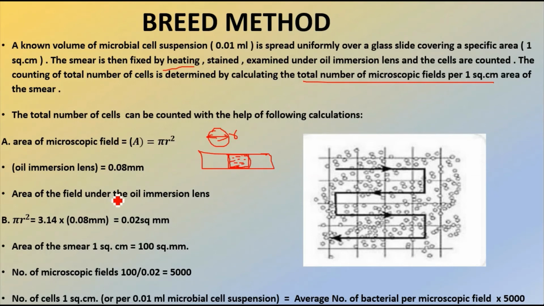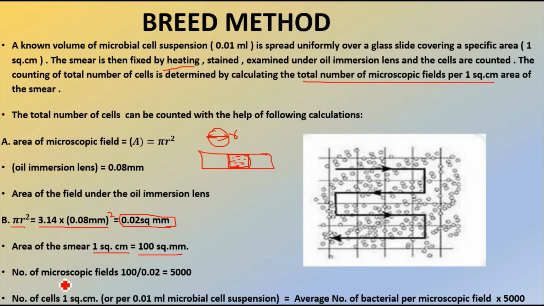So the area of the oil immersion field is going to be pi r square, that is 3.14 into 0.08 mm square, which gives 0.02 square millimeters. Remember, this area that we have calculated is in millimeters, and the area of the smear is in centimeters, so obviously we have to convert that into millimeters. So 1 square centimeter is equal to 100 square millimeters.